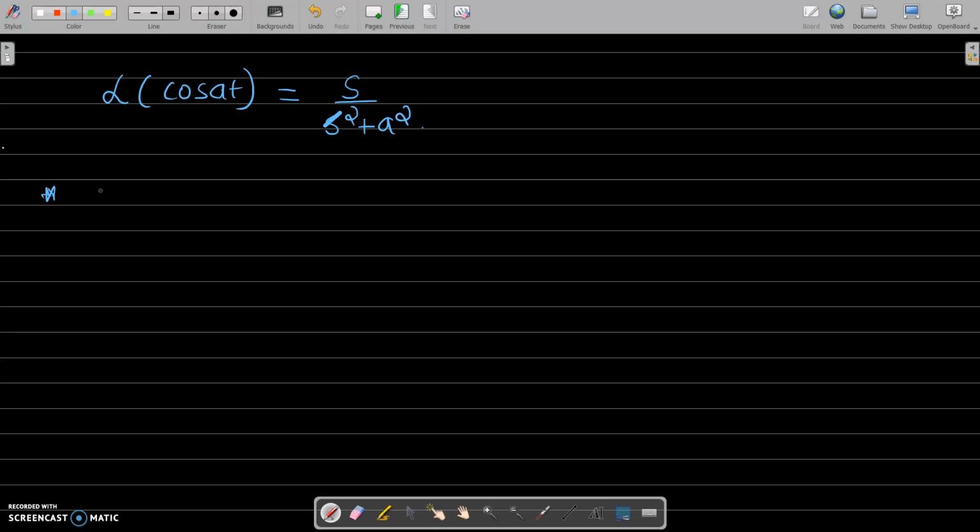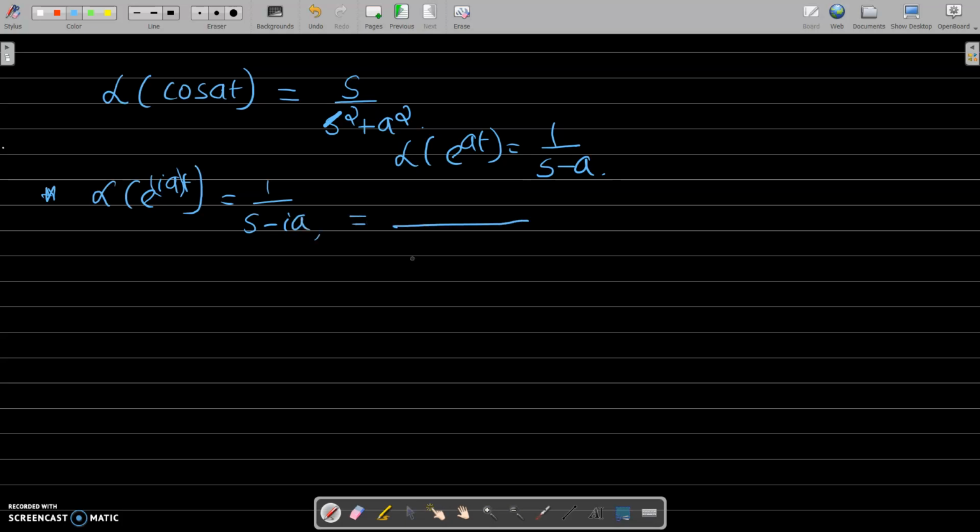Let's remark. That is, we have Laplace transform of e raised to iat. What is Laplace transform of e raised to at? Laplace transform of e raised to at is equal to 1 by s minus a. So for e raised to iat, in place of a we have ia. So this is 1 by s minus ia. Since it is a complex number, we do not keep it in the denominator, so multiply by its conjugate, into s plus ia. Here it is s plus ia. So this is s plus ia divided by s square plus a square.